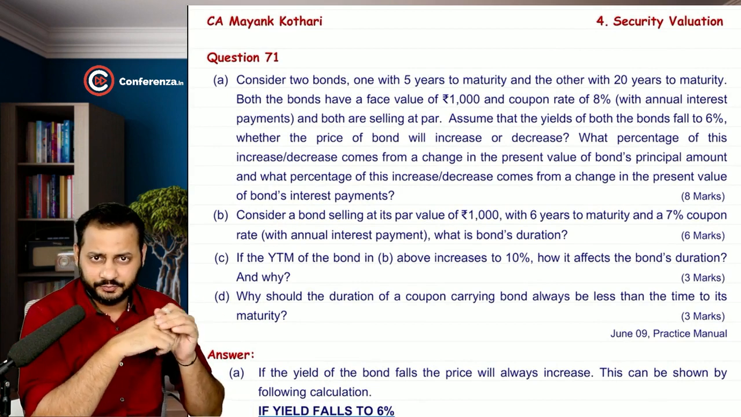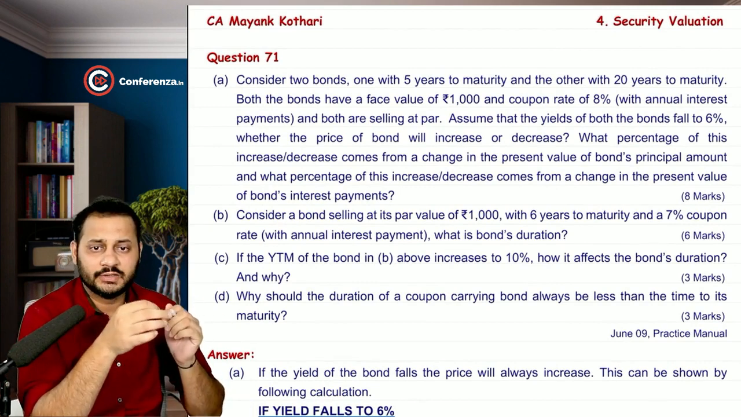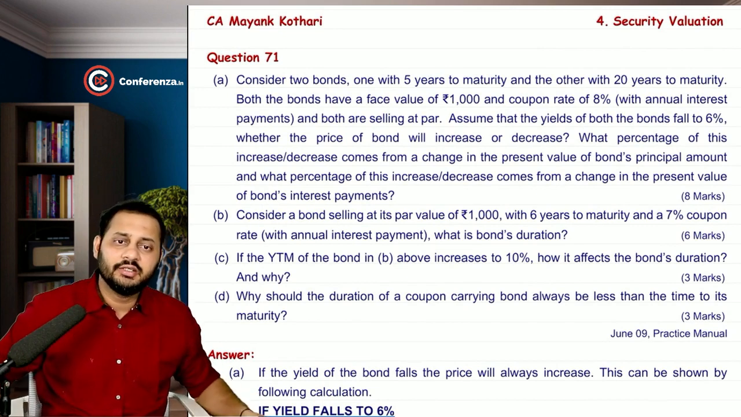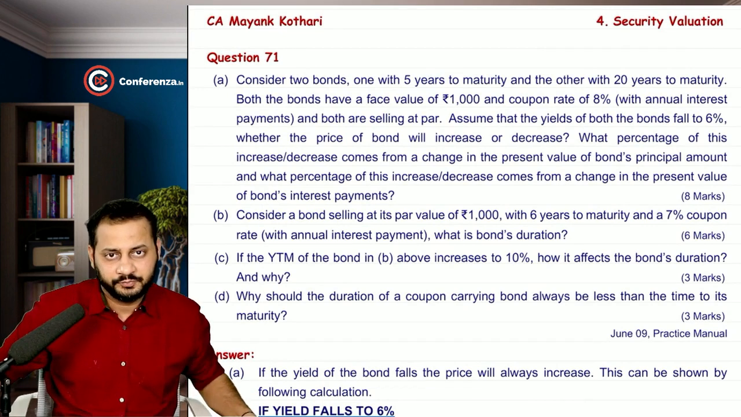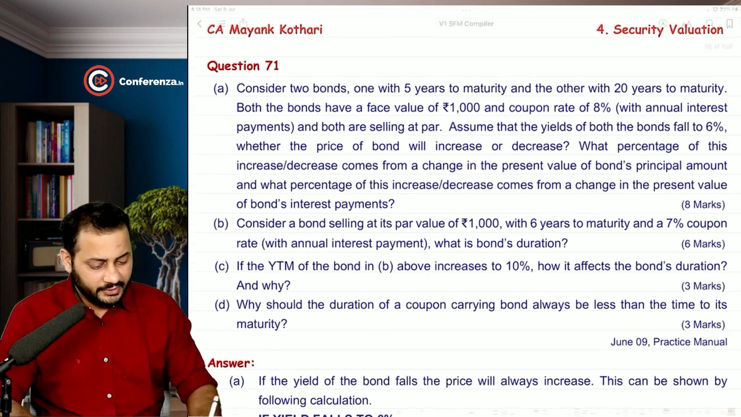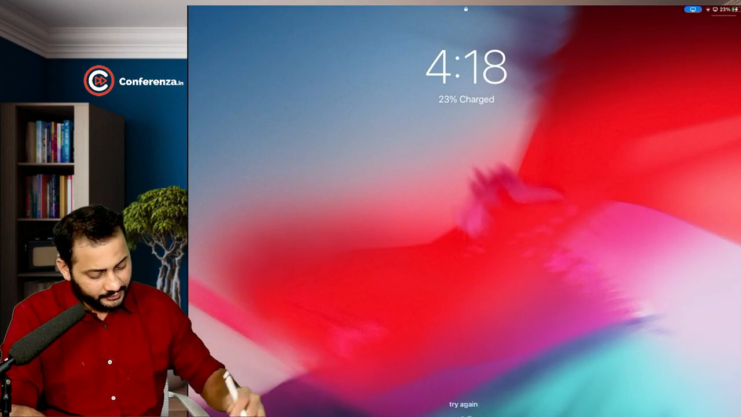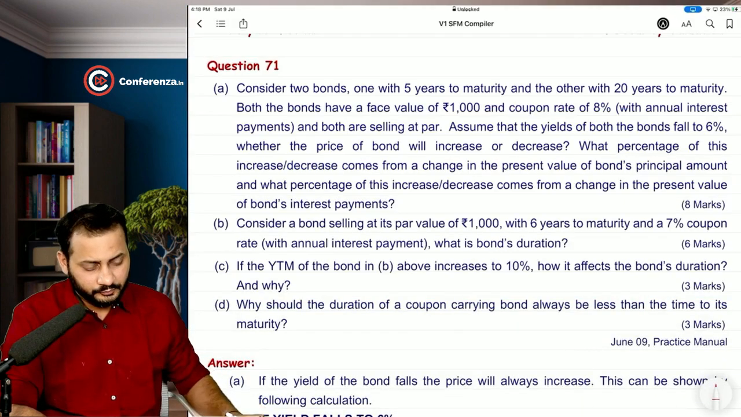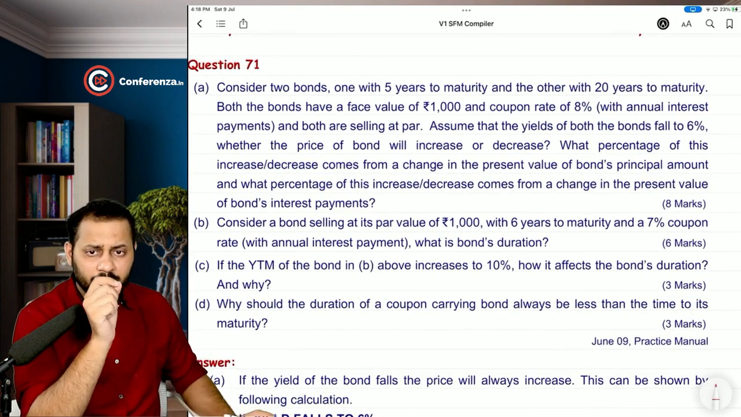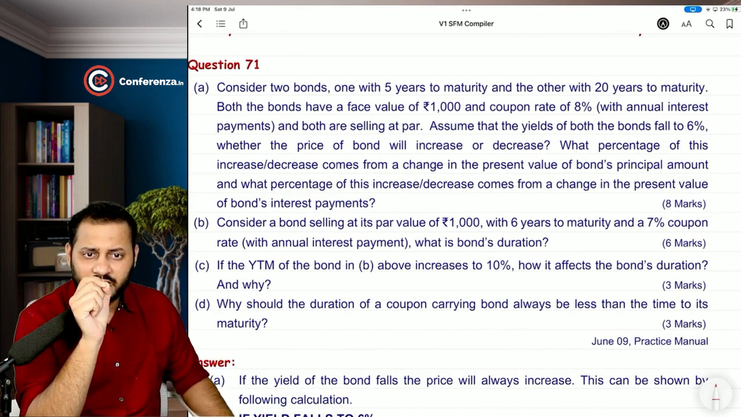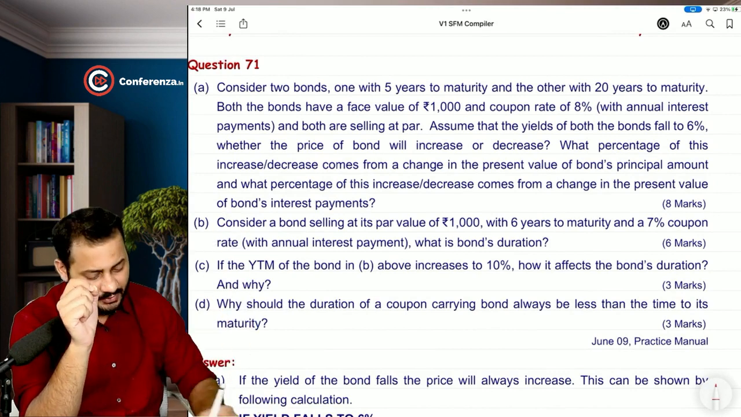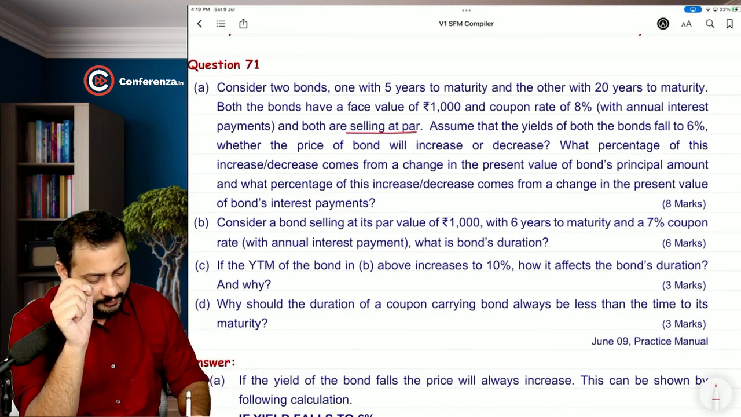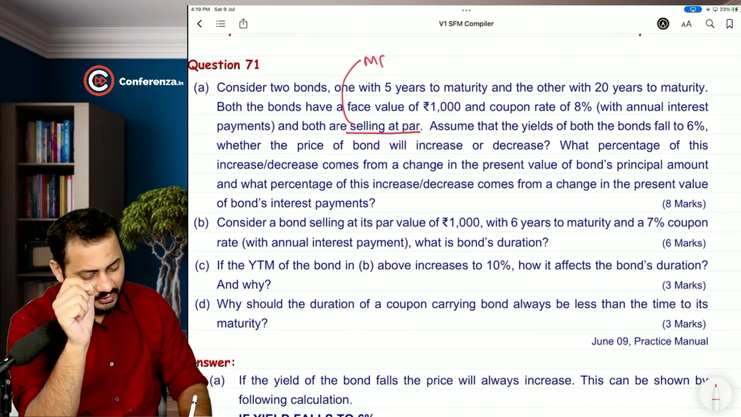Consider two bonds. Not just one, but two bonds. One with 5 years to maturity and the other with 20 years to maturity. One is going to mature after 5 years and the other after 20 years. Both the bonds have a face value of 1000 and a coupon rate of 8% with annual interest payments, and both are selling at par. Underline the words selling at par. That means market price is equal to face value, which is 1000.